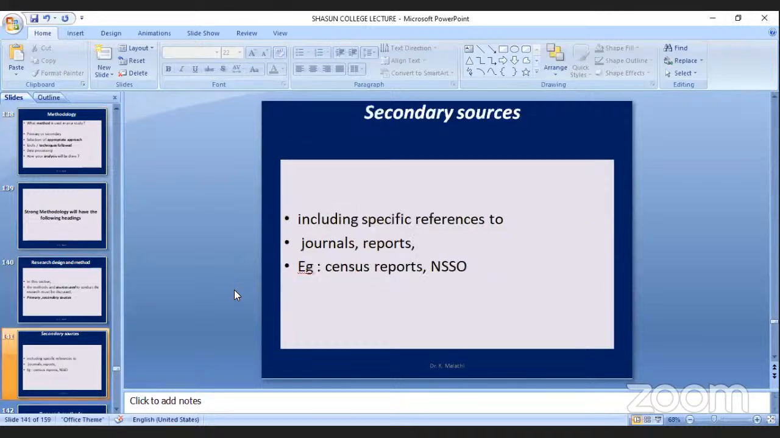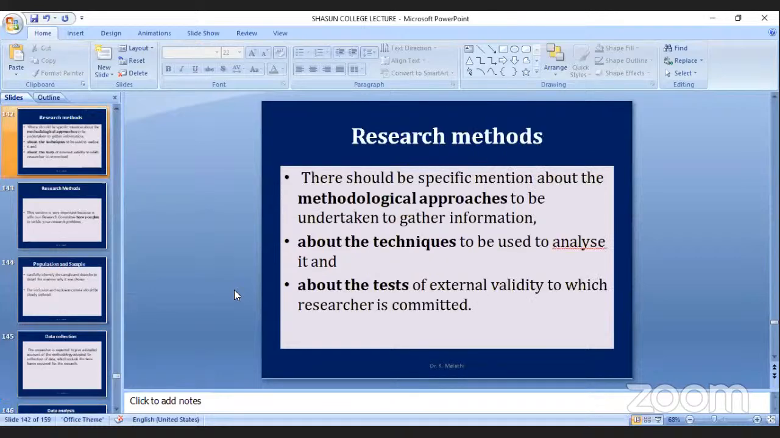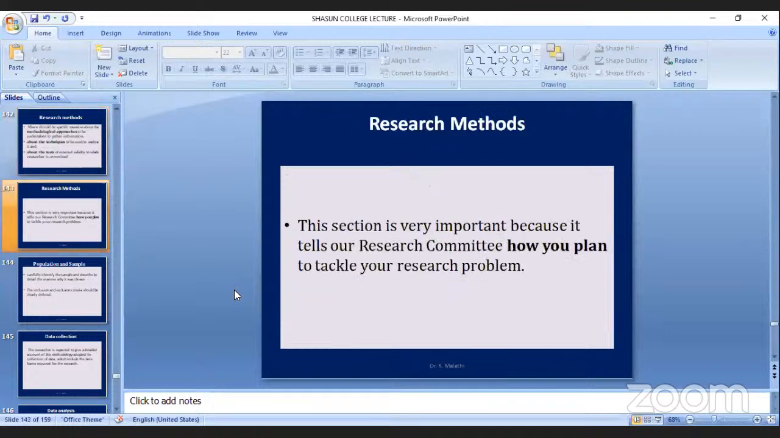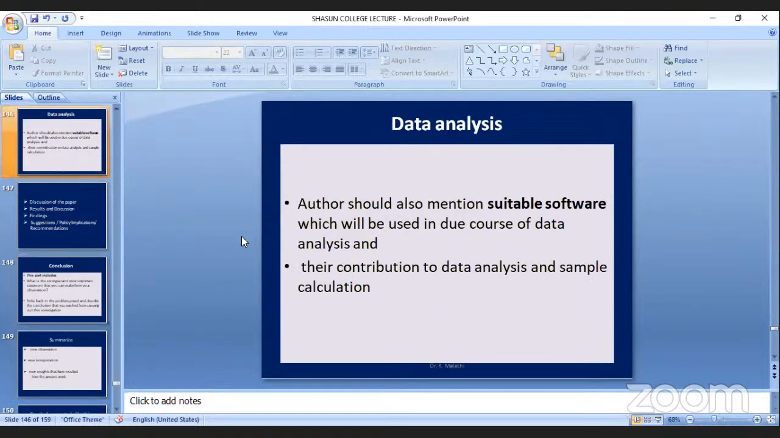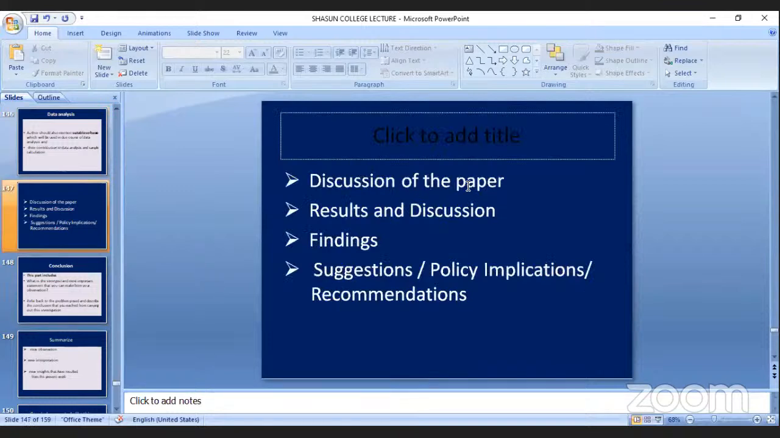A strong methodology will have some important headings, like the proper research design, whether it is primary or secondary, then where you are collecting the data, whether it is NSS or census report and all that. And then the methods, how you plan, that is very important. The population you're taking, the sample size you're taking, whether it is 10%; usually you go in for a 10% proportion of sample chosen. So that should be mentioned. So data collection, data analysis, you use a software, which is very important, whether it is SPSS or EViews, whatever.